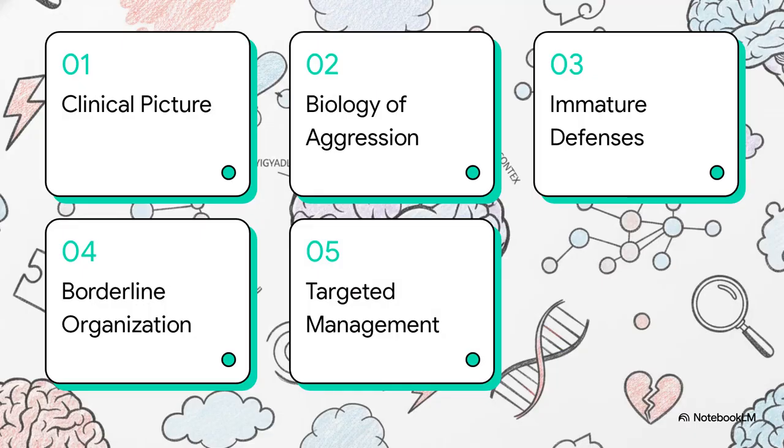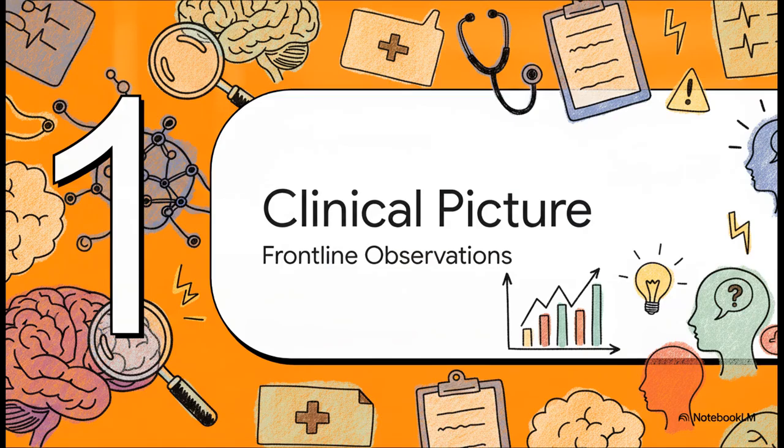All right, here's our roadmap for today. We'll hit the clinical picture first, then explore the biology of aggression, look at immature defenses, see how that builds into a borderline organization, and wrap up with targeted management. Let's get into it. Starting right off with Section 1, the clinical picture.